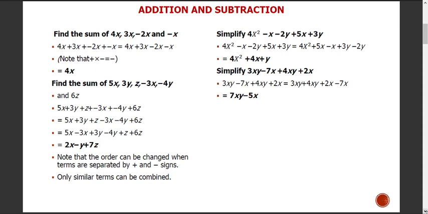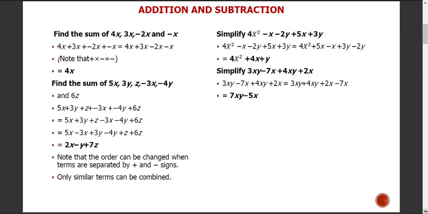So in the second example, we have 5x, 3y, z, negative 3x, and 4y. Here we note that our unknowns are different. Taking an example of if x are oranges and maybe y are mangoes, we can never add or subtract mangoes and oranges. So once we have an expression with unlike terms, the first step is to always collect like terms. So we only add or subtract similar terms or terms that have the same unknown.